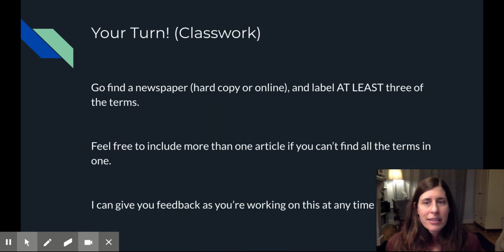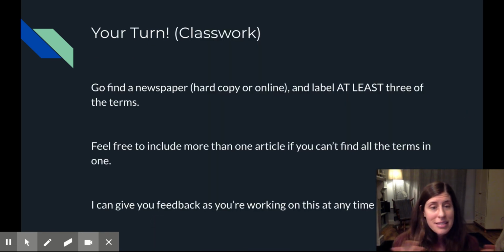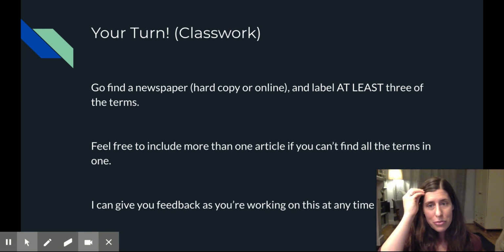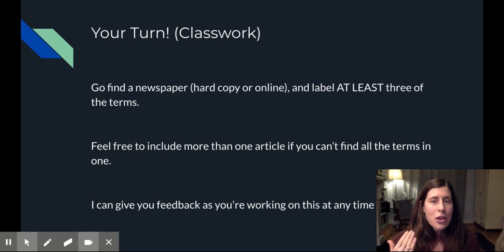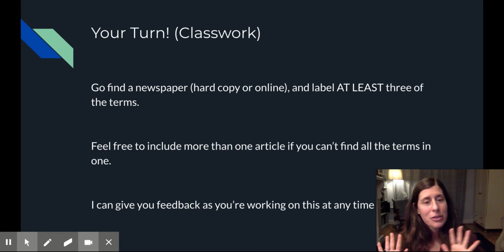There it is. Okay, so now it's your turn. That's short, right? I just went through all those terms for you. I want you to go and find your own newspaper. It could be a hard copy. You can steal it from your dad as he's reading at lunch. Don't tell him I told you to do that. Or just go online and find any reputable newspaper, right?